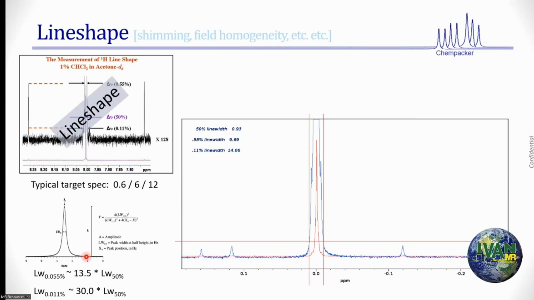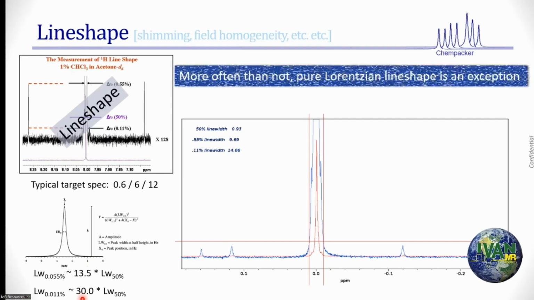Google. I just typed Google Lorentzian line shape. What am I supposed to have? In those days when I was an applications chemist, I didn't have Google. I trusted that 0.6 over 6 over 12 is Lorentzian. In fact, I was under the impression, this is honest to God truth, that line width at half height times 10 is 0.55, times 20 is 0.11. That's my rule of thumb. But Lorentzian is supposed to be 13 and a half times LWHH. At 0.11, it should be 30 times LWHH.